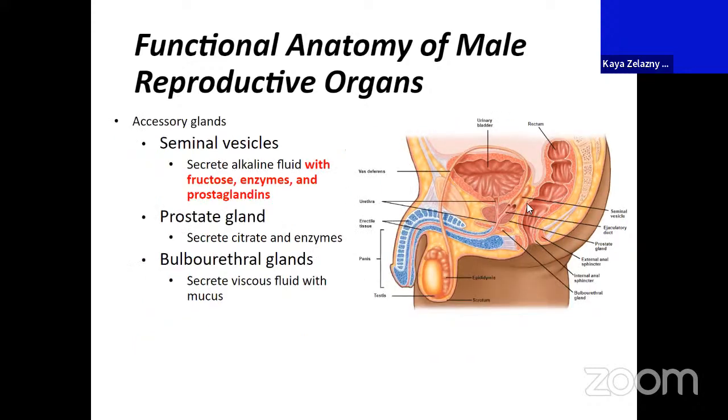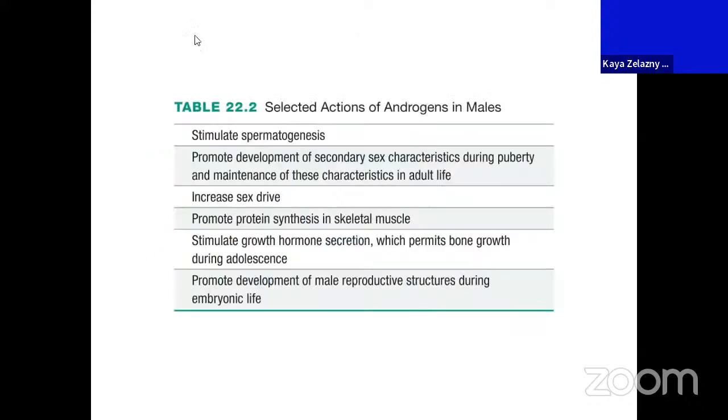Okay, so highlighting those accessory glands, this is really where we left off, right? Those seminal vesicles here above the prostate have an alkaline fluid. They've got sugars, they've got enzymes, they've got prostaglandins. The prostate gland has more enzymes as well as citrate. And those bulbourethral glands, there they are, have a viscous, mucousy fluid that they're adding to the contents of our semen here. Okay.